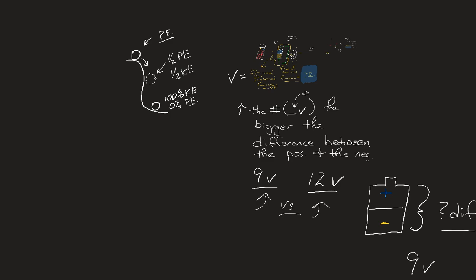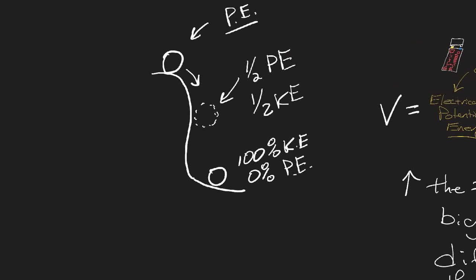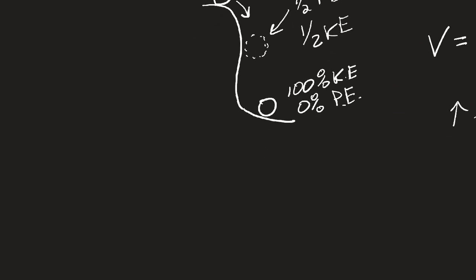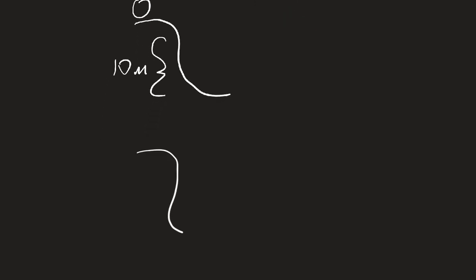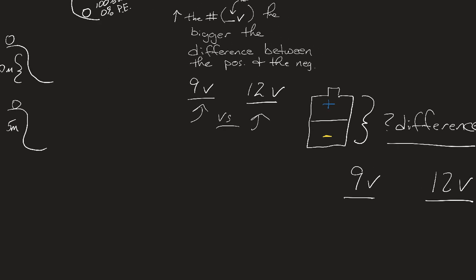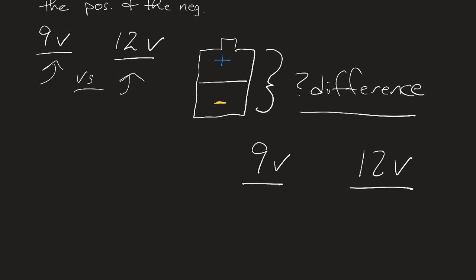Now, it's the same with potential energy that you learned in middle school. Think about it. If I have a rock at the top of a hill that's 10 meters high, versus a rock at the top of a hill that's 5 meters high, which has more potential energy? The 10, because the number is bigger. Does that make sense? All right. It's the same thing here. The bigger the difference, the larger the number. In your car, you have a giant 12-volt battery.